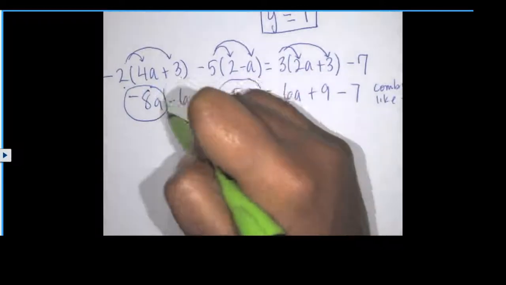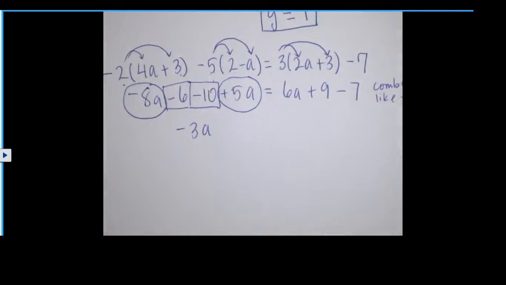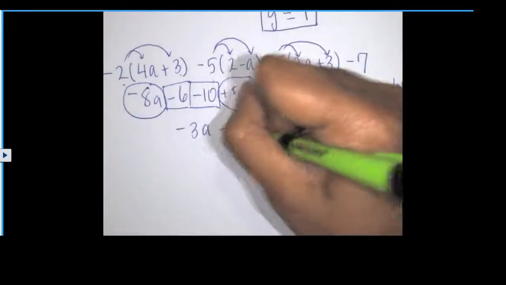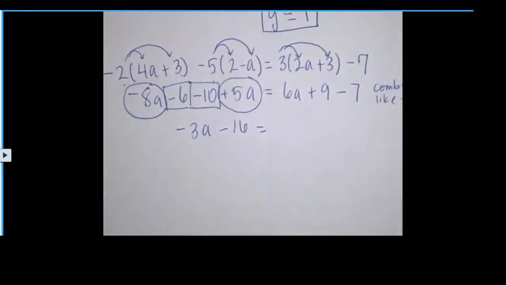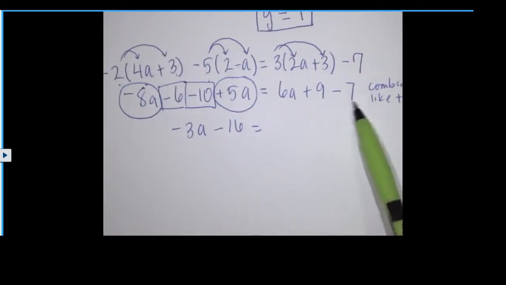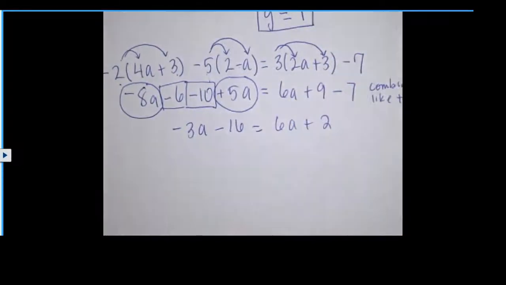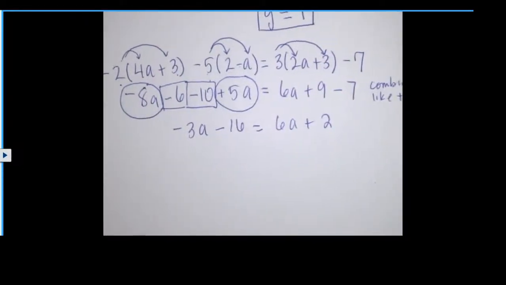And now I can also combine this negative 6 and this minus 10, so that's negative 16. Drop down my equal sign, and over here on the right side we can combine this 9 minus 7, which will give me a 2. So 6a plus 2.